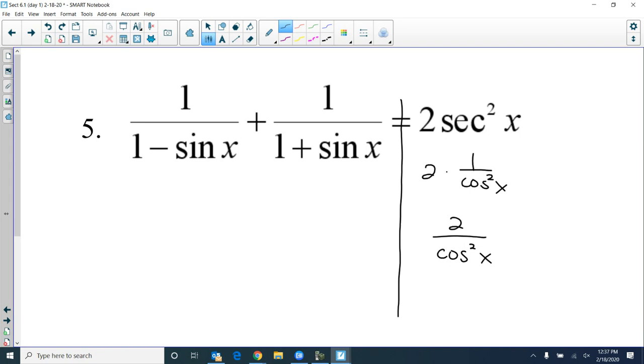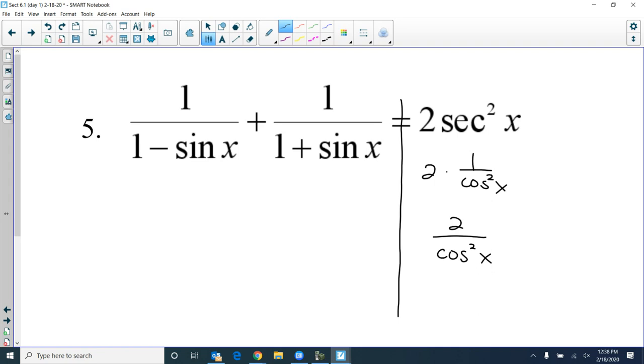I'm just gonna do this now because I know it'll help me. Secant squared is 1 over cosine squared, so it's really 2 times that, and I can just write it as 2 over cosine squared x. So I'm gonna mess with the right-hand side. Obviously, it doesn't equal the left-hand side, but you can work with both sides independently. So I'm gonna do that.